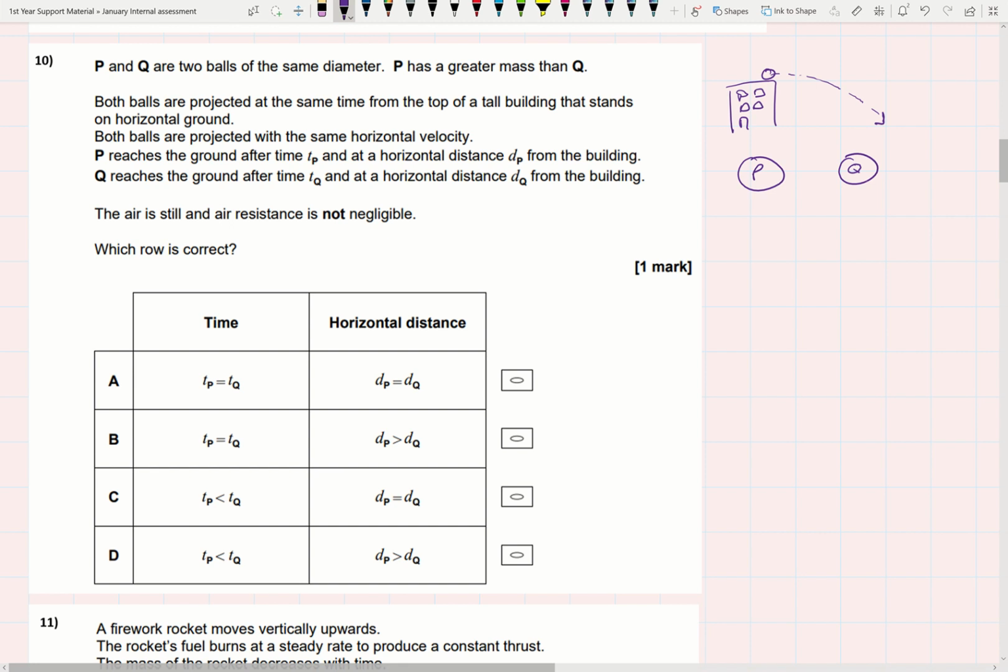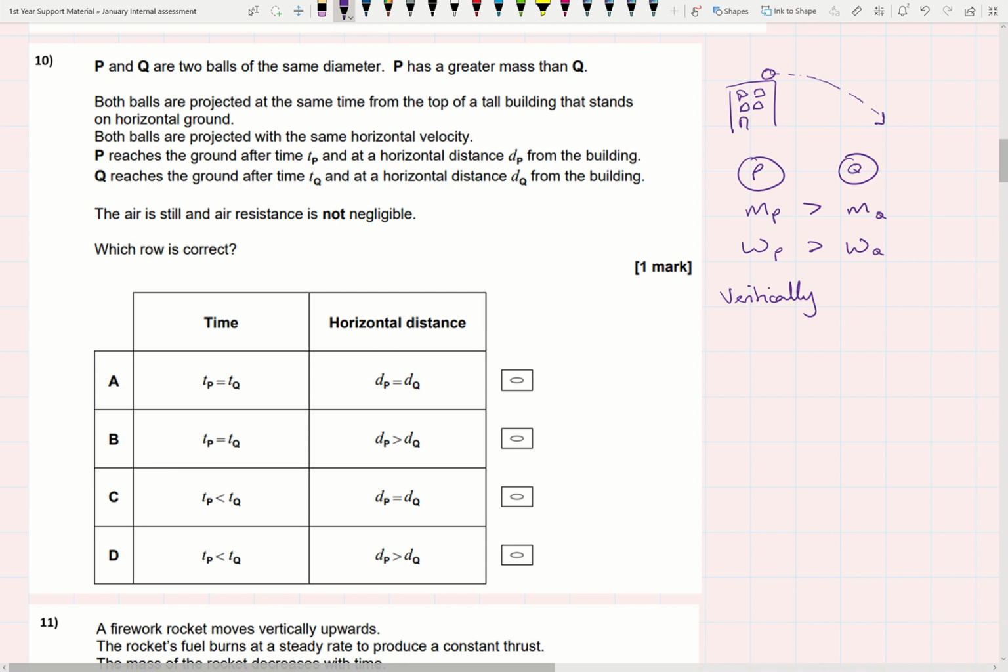I know that their surface area is the same because it's the same diameter, I know their volume's the same, but I know that the mass of P is bigger than the mass of Q, which means that the weight of P is also bigger than the weight of Q, because weight and mass are proportional to each other. So let's think about our two directions.